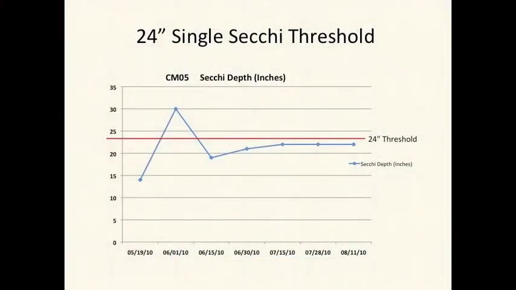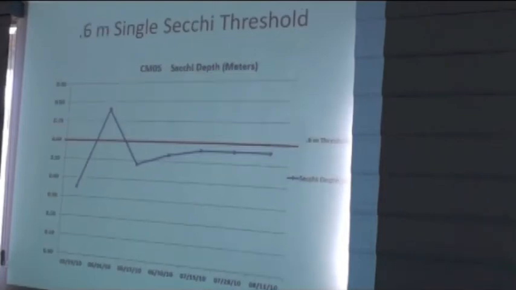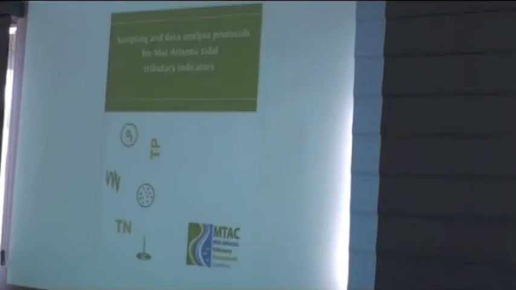This is another visual of that same data. Again, 6 out of the 7 collected were not attained with the threshold, but again, you don't really have a clear picture of that. This is the same information using the converted data in metric.